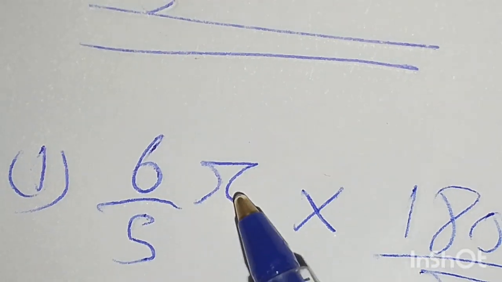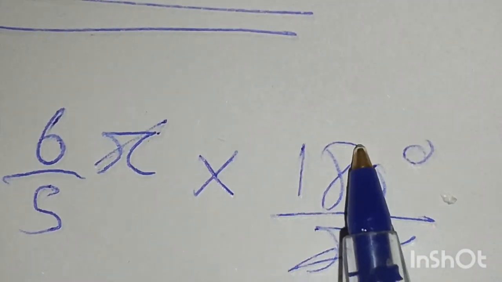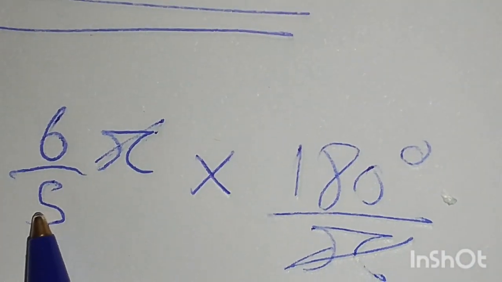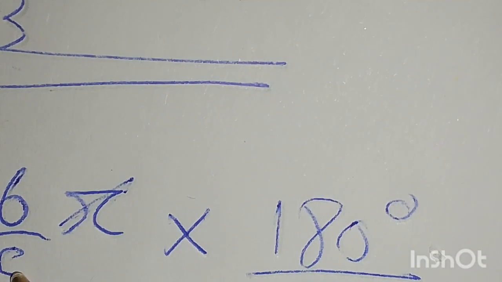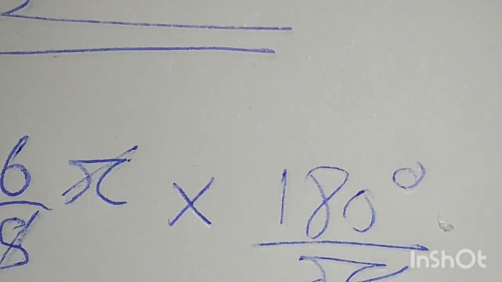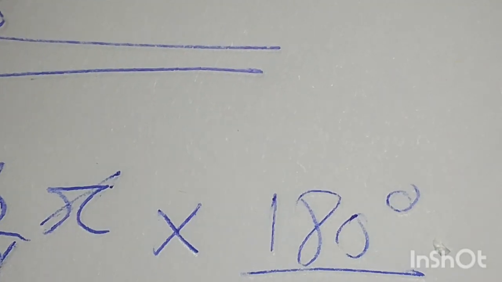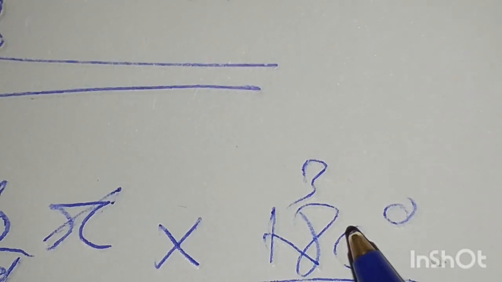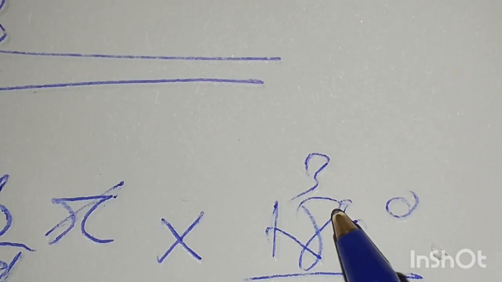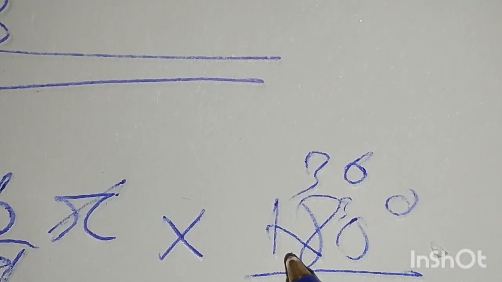As you can see, your pi and pi can do what? Can cancel. Then your 5 here, 6 over 5 and 180 degrees. So how many times can 5 go into 180? 5 into 5, it's 1. 5 into 18, it's 3. Remember 3. 5 into 30, it's 6. So you have 36 here.